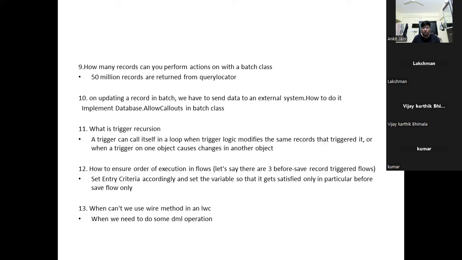I hope that is clear. The question is actually not phrased right, but the panel might want to confuse you, so that's why they might use such techniques. So be very clear: 50 million records is the golden number when you talk about batch class. Any questions so far? Please let me know if there's any question.